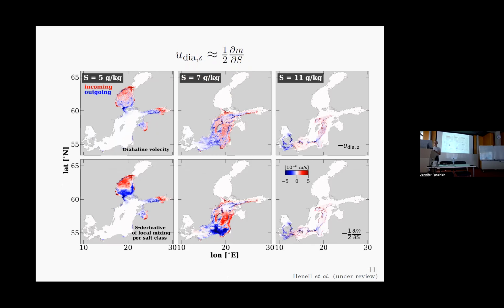And the third relation that we have is between the diahaline volume flux, or the diahaline velocity, sorry, and the salinity gradient of the local mixing per salinity class. Yes, Jidip?